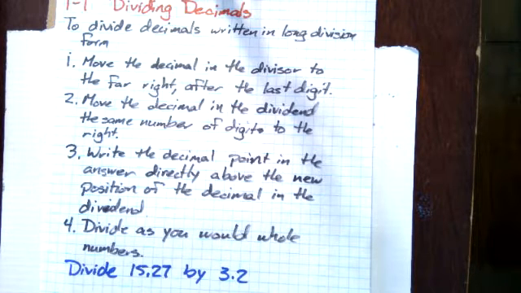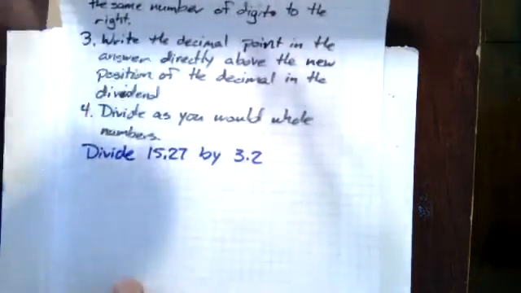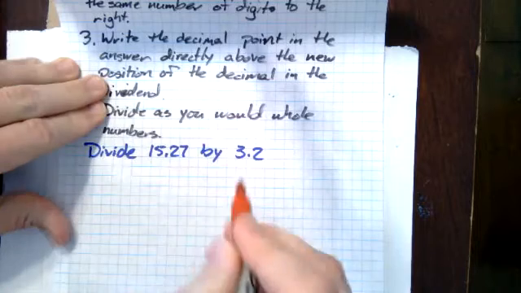Do this before you start dividing. It'll make things easier on you. And finally, you divide as you would whole numbers. So let's take a look at this problem here, dividing 15.27 by 3.2.